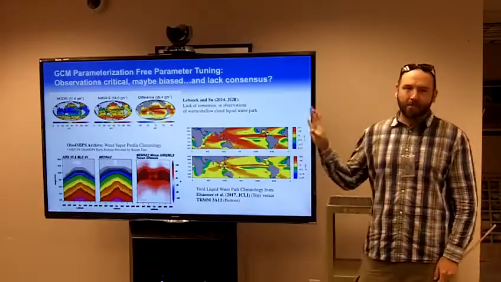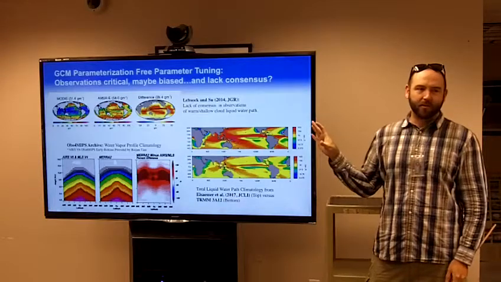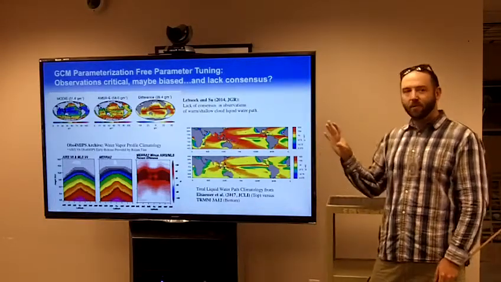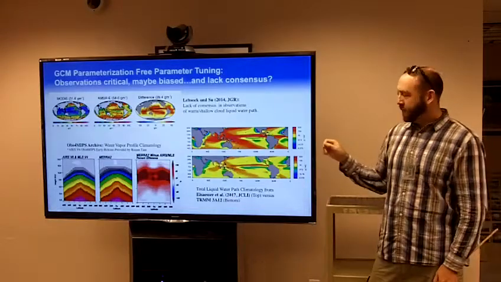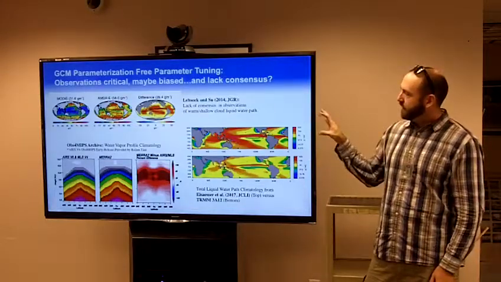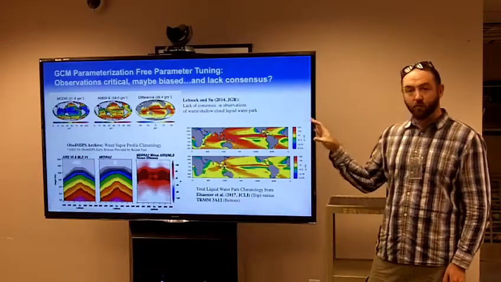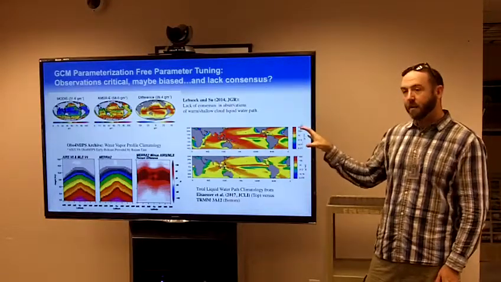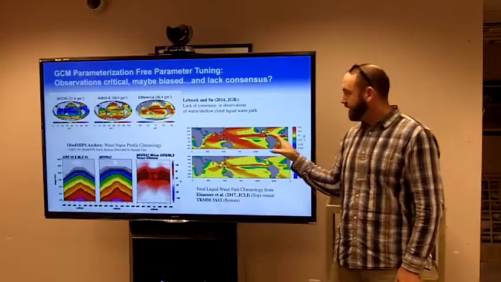Which are the exact same problems we try to account for in the GCM, right? Regional discrepancies, but using what we think is truth. But the argument I try to make is I don't know if we know truth, right? At least as it goes towards cloud and water vapor sort of parameters.